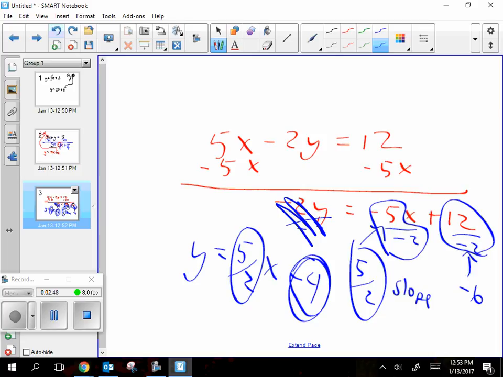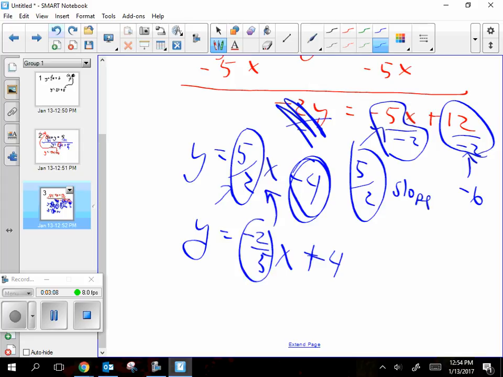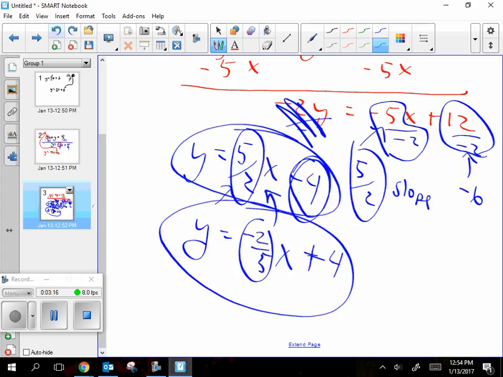The last thought is, what if I didn't want it to be parallel? What if I wanted it perpendicular? If I wanted it perpendicular, then I'd use whatever the slope was, but I do the negative reciprocal of it. So negative 2/5 x plus 4. You see how that's kind of like this slope, but it's flipped and made the opposite. That would be a line perpendicular. These two lines are perpendicular to each other because their slopes are opposite and reciprocal.